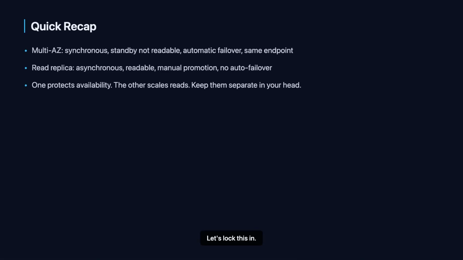Let's lock this in. Multi-AZ is synchronous. The standby is not readable, failover is automatic, and it happens on the same endpoint. A read replica is asynchronous, it is readable, promotion is manual, and there's no auto failover. One protects availability, the other scales reads. Keep those two firmly separate in your head, because the exam is about to try to blur them.